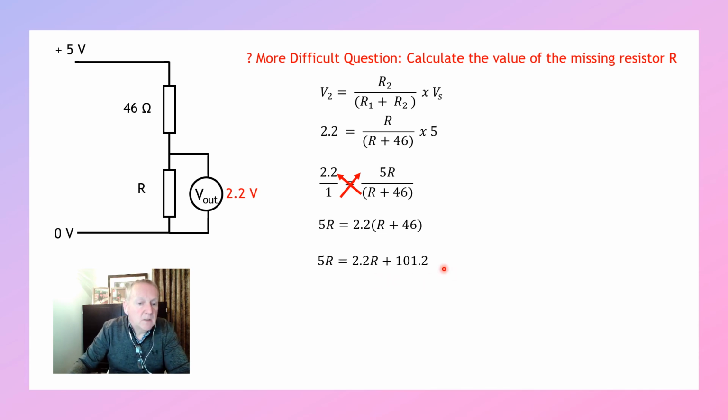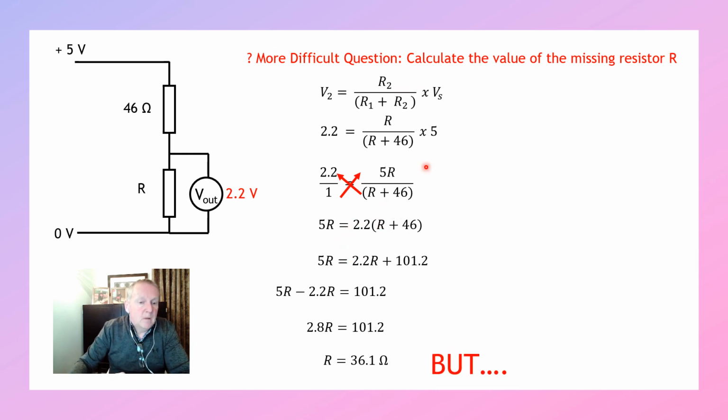Hope you're sticking with me. This is quite a wee tricky bit, kind of difficult. Therefore, take the 2.2R over to that side of the equation. It becomes minus 2.2R equals 101.2. So therefore, 5R take away 2.2R is 2.8R. So then we've simplified it almost right to the end, and that gives us that the answer is 36.1. Now I know you're thinking, wow, I hope I don't get anything like that in any exam I've got to do.